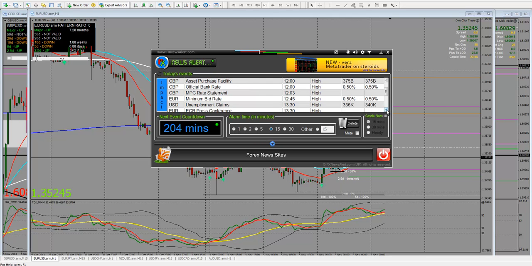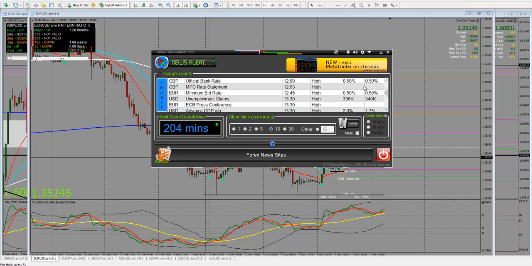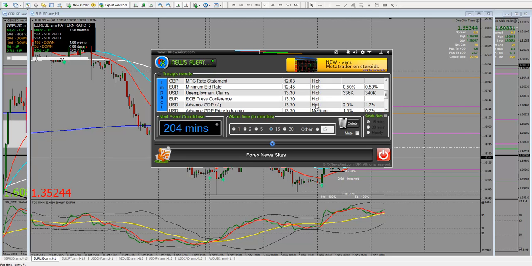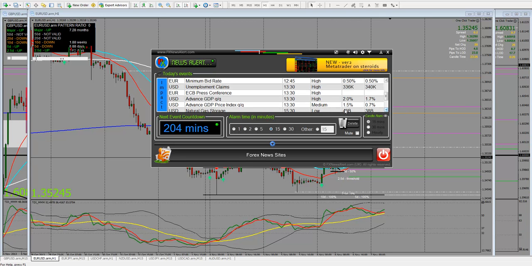So if they changed last time, they changed that from 1 to half. The market dropped 300 pips in one day. So if they change this one today, they're not expecting to change it yet. And also we've got the ECB press conference. This is what we've been waiting for, and we've got tons of news. And then GDP for the US.